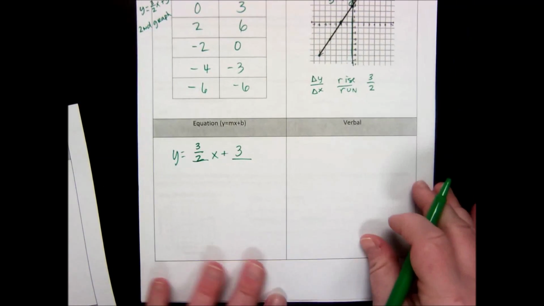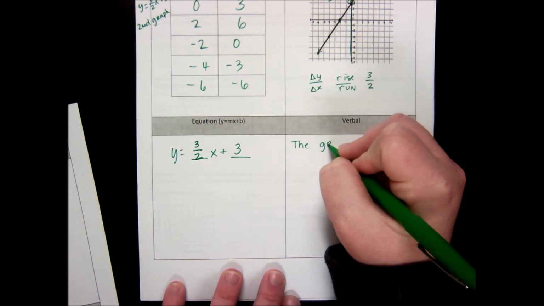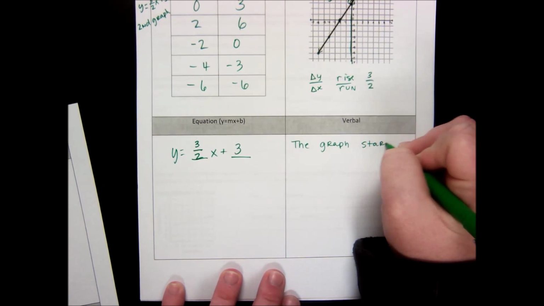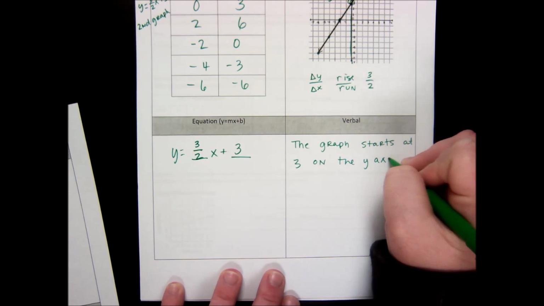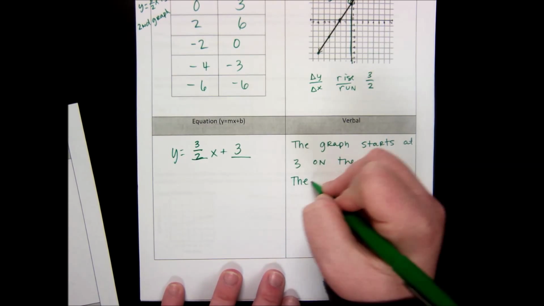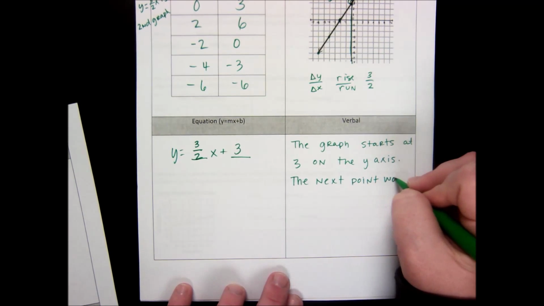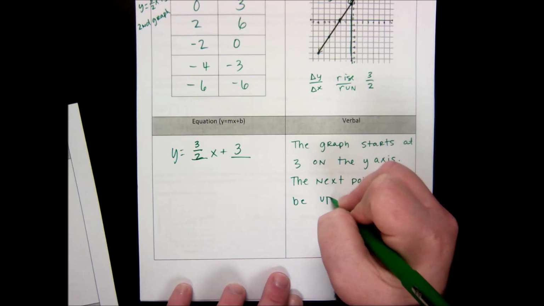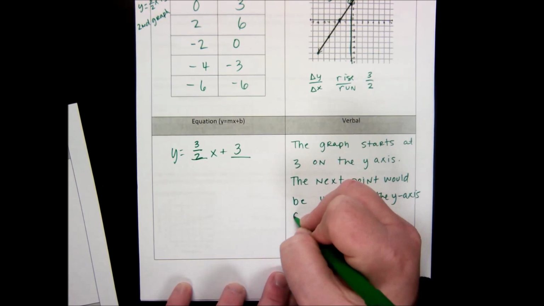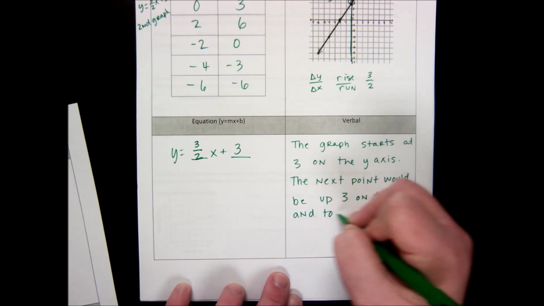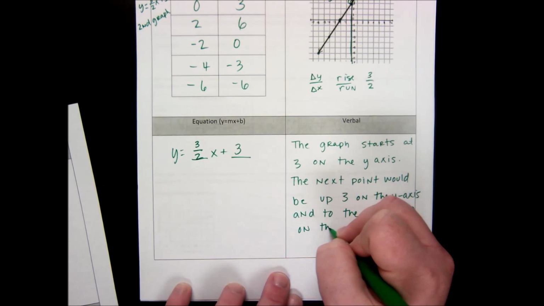So then let's just explain what's happening on this graph, or for this equation. So the graph starts at 3 on the y-axis. The next point would be up 3 on the y-axis and to the right 2 on the x-axis.